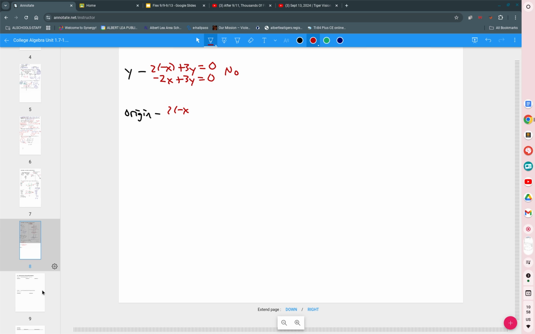Our last one. 2 times negative x plus 3 times negative y is equal to 0. For the origin, I do both of them. Notice as I do both of them, I have a negative 2x, minus 3y is equal to 0. Is that the same as when I started? If I multiply by negative 1, I get 2x plus 3y is 0. So it is symmetrical about the origin.